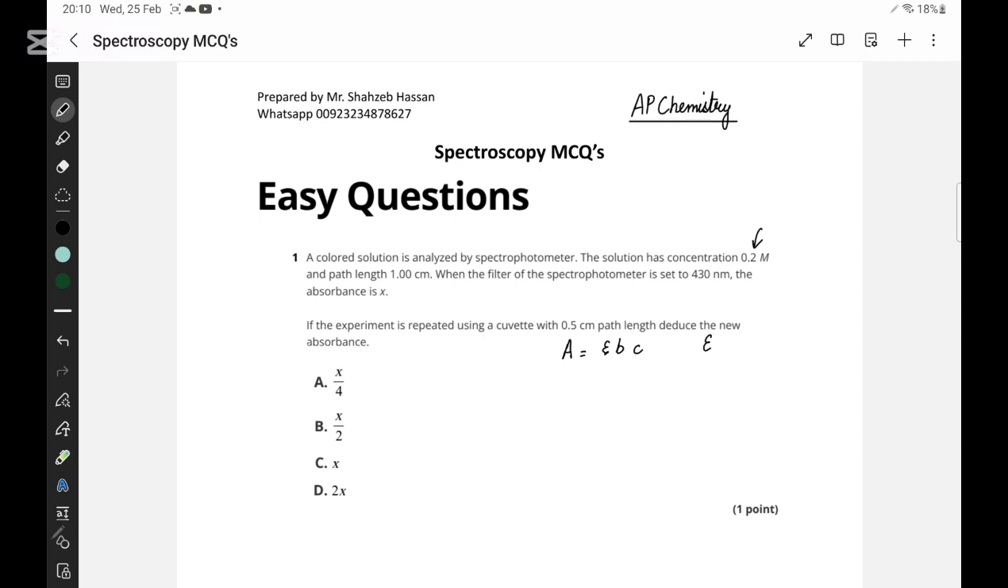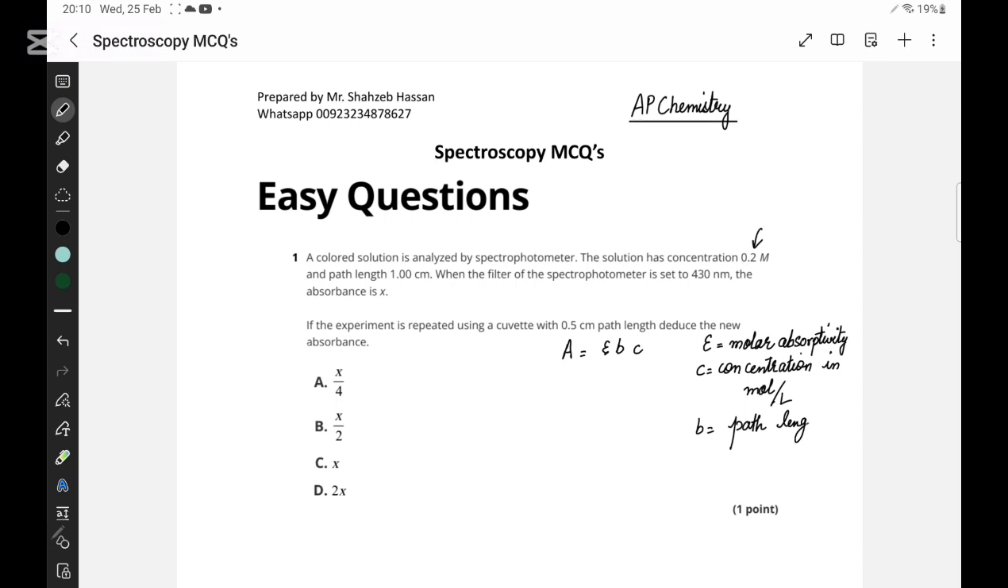So basically E is what? That is molar absorptivity, and then C is the concentration, and that is in mole per liter, and B is path length.